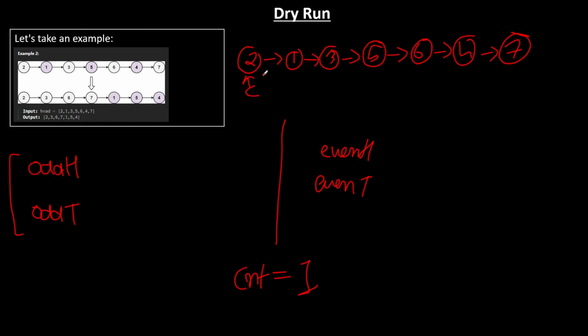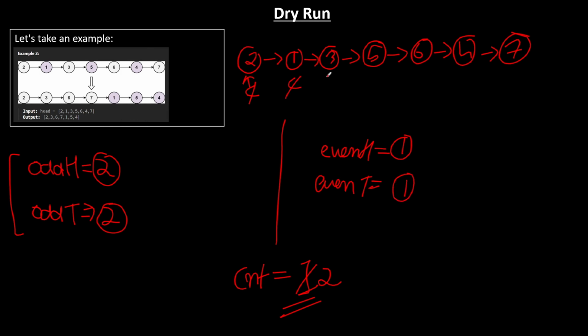Now let's start. So the count is 1. First we check if the count is odd or even. Since we can see it is odd, so this 2 comes here and gets initialized to odd head and odd tail. Fine. Great. Now we move current to the next node and count is increased to 2. The count is even, so this 1 comes here and gets initialized to even head and even tail.